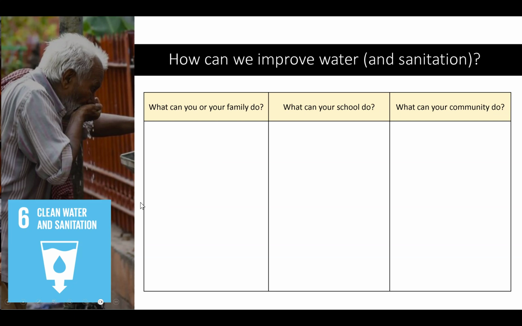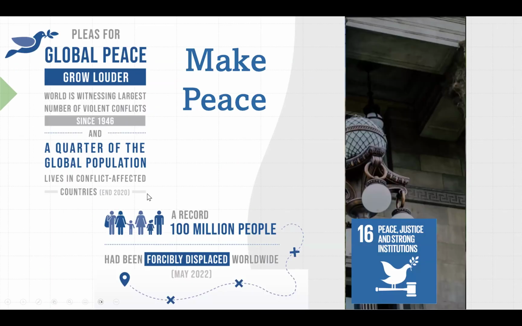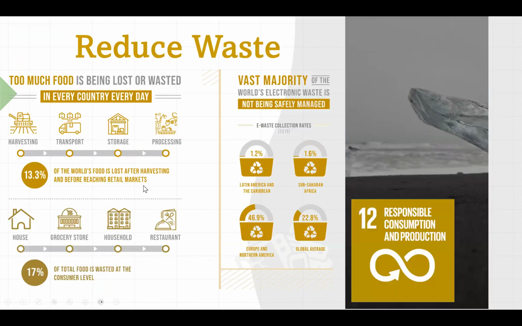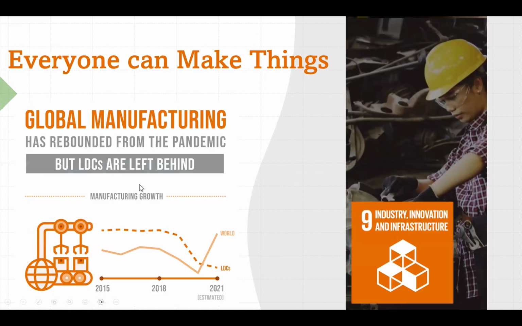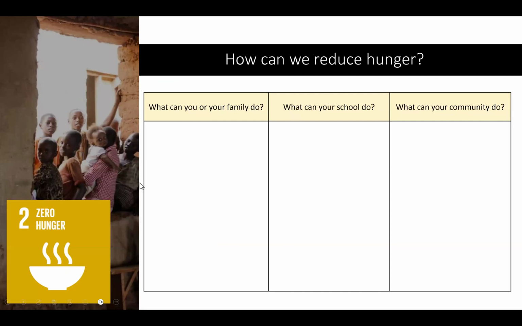Pick one, Leah. Tessa picked clean water. Why don't you pick one? Do we need to put the sign back up again? Yes, please. Okay, the big one. As far as hunger, we could do hunger. Let's do hunger. Where's hunger? It's number 2. Okay.